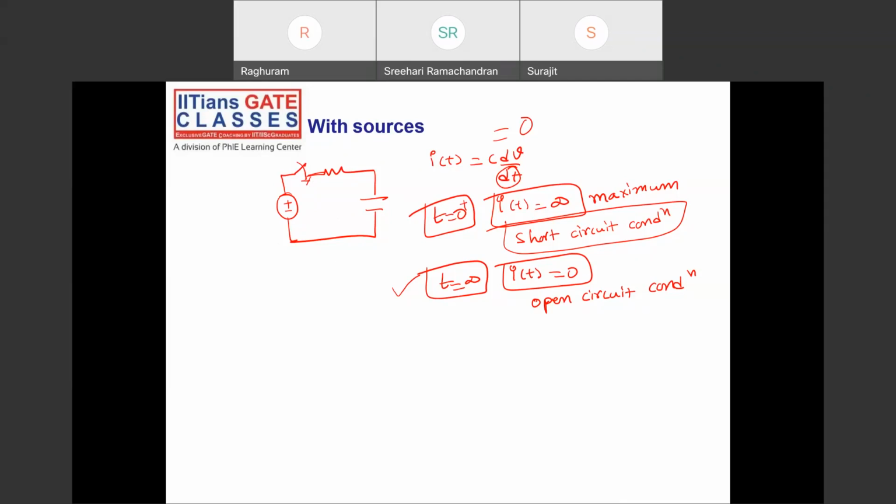Is this clear? At t equal to 0 plus the capacitor acts as a short circuit, and as an open circuit at t equal to infinity. This is for an RC circuit. Now, the RL circuit.